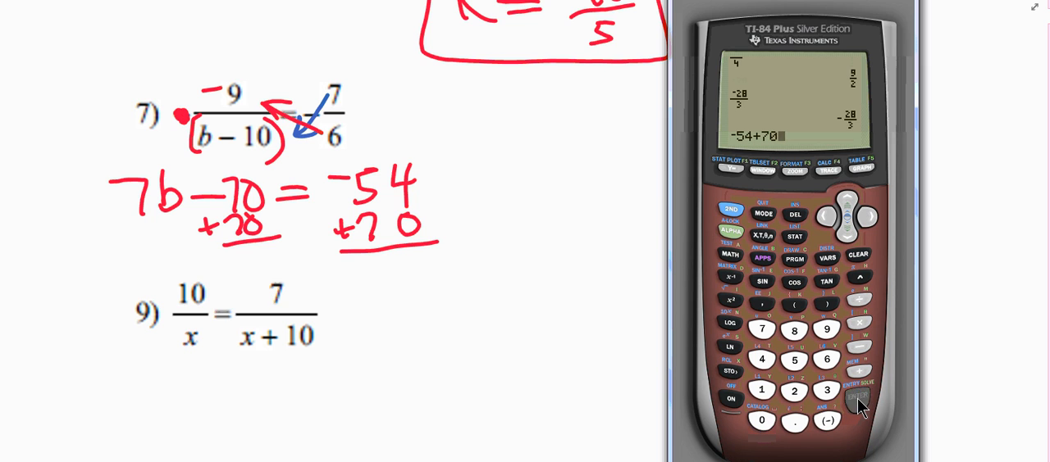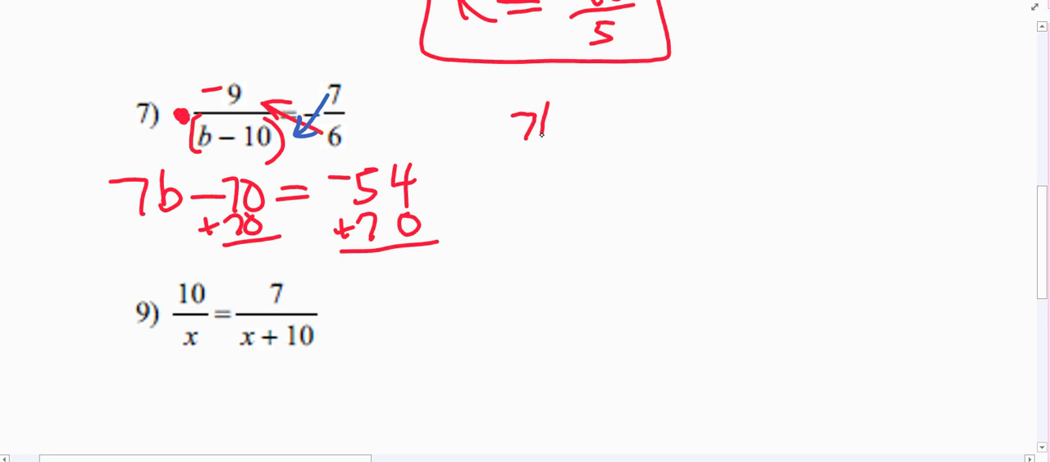And that looks like it's going to give us a positive 16. Alright, so we have 7b is equal to a positive 16. And now we're going to divide by 7, so we can get b all by itself. Cancels out, and we get b equals 16 over 7.